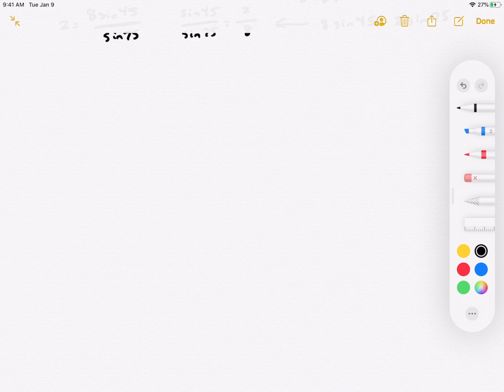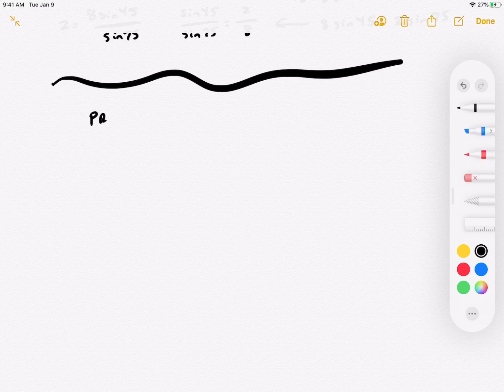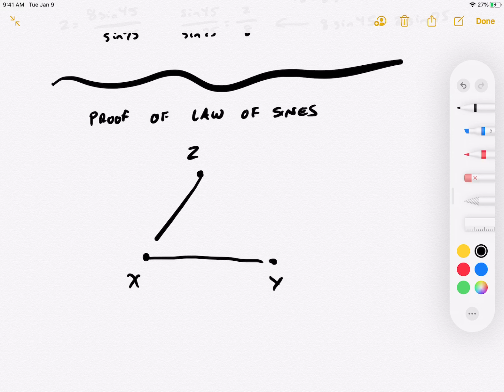This would be our proof. And this is a proof of what we call the law of sines. So here's an x, doesn't have to be anyone in particular, and here's a y, and here's a z. Yep, just like that. And here's little x, and here's little y, and here's little z. Now I come along and I draw my altitude, and I call that altitude h.